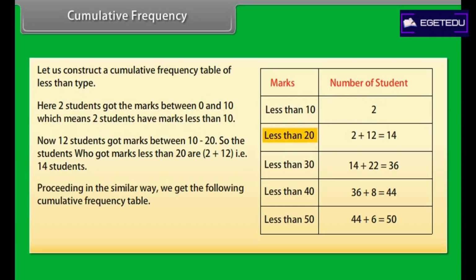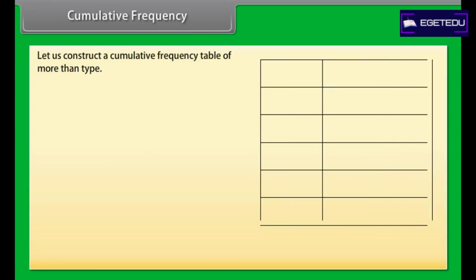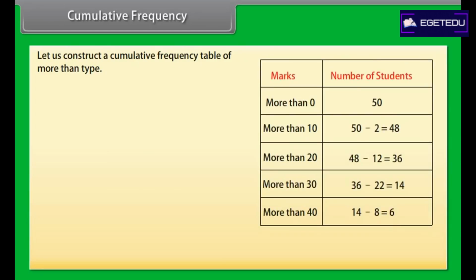For marks less than 20, number of students are 2 plus 12 equals 14. For marks less than 30, number of students are 14 plus 22, which equals 36. For marks less than 40, number of students are 36 plus 8 equals 44. For marks less than 50, number of students are 44 plus 6 equals 50. The table is known as cumulative frequency table of less than type. Let us construct a cumulative frequency table of more than type.